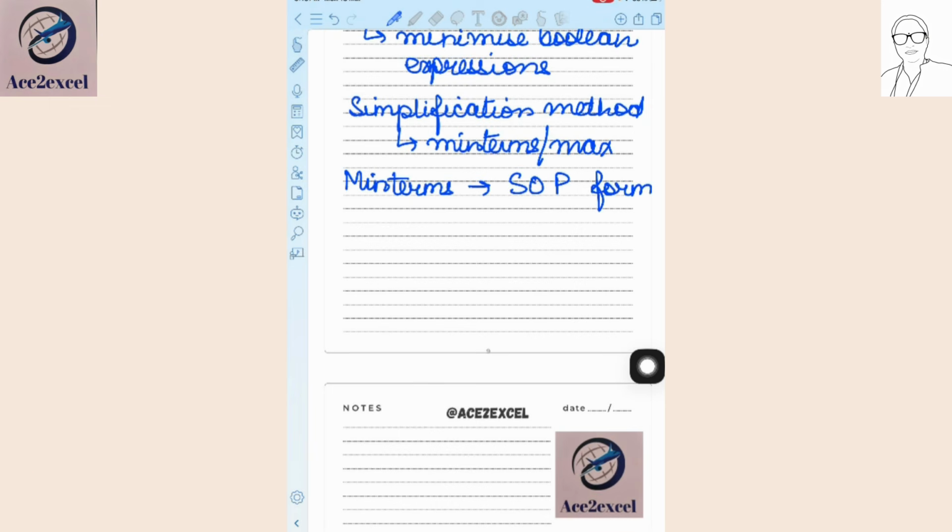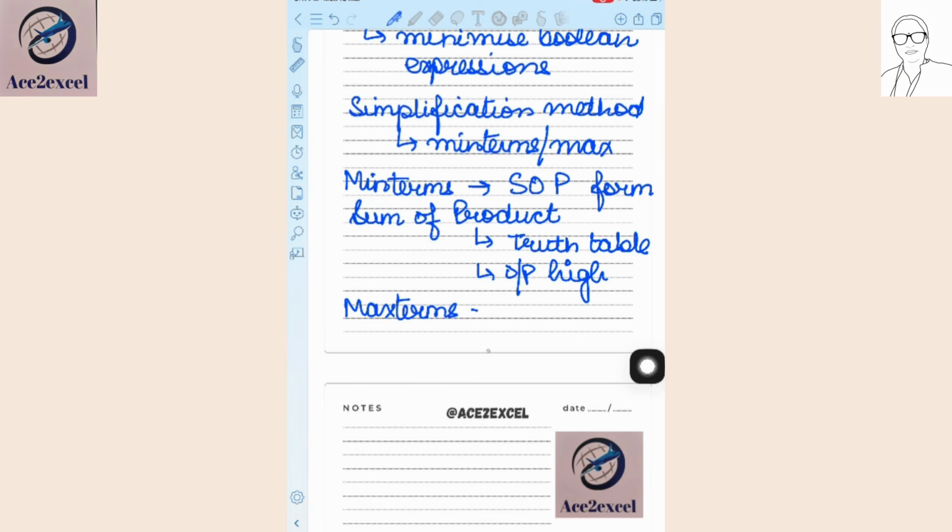SOP stands for sum of product. They are those terms in the truth table where your output is high. Wherever in the truth table your output is high, all those terms are called min terms, and they can be written in SOP form. Similarly, max terms are a part of POS form, and they are all terms in the truth table where your output is low.